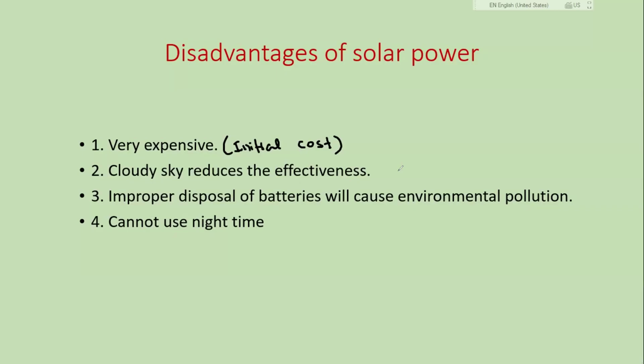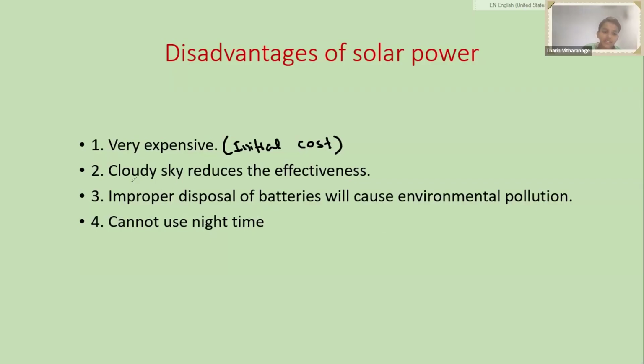Excuse me, madam, I have a question. What is your question? In the advantages of solar power, it says no environmental pollution. And now in the disadvantages, it says improper disposal of batteries will cause environmental pollution. We highlighted the improper. If you dispose of them properly, it's not environmental pollution. Okay, madam. Got it? Yes. If you do the improper one, then it will cause environmental pollution.